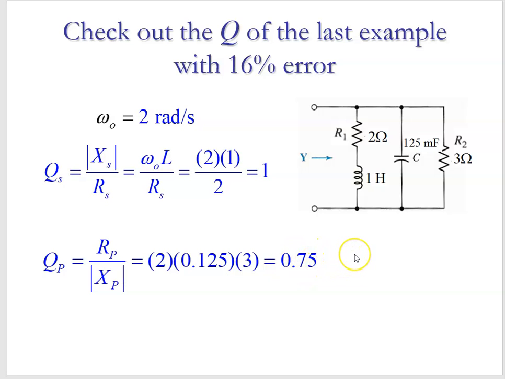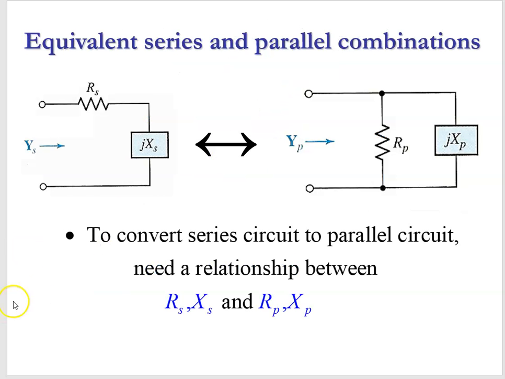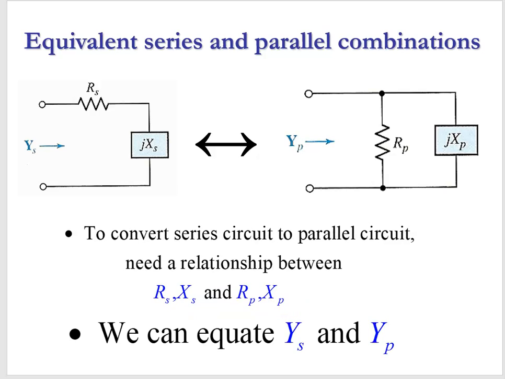If you remember, a high Q circuit has a Q of greater than or equal to 5. So we don't have a high Q circuit. In order to make a good transformation to a parallel or series RLC from this, we would need to have quality factors greater than or equal to 5 for our approximations to not have this error in it. So to convert to a series or parallel, we need to get a relationship between our series resistance and parallel resistance, between our series reactance and parallel reactance, in order to do the conversion.